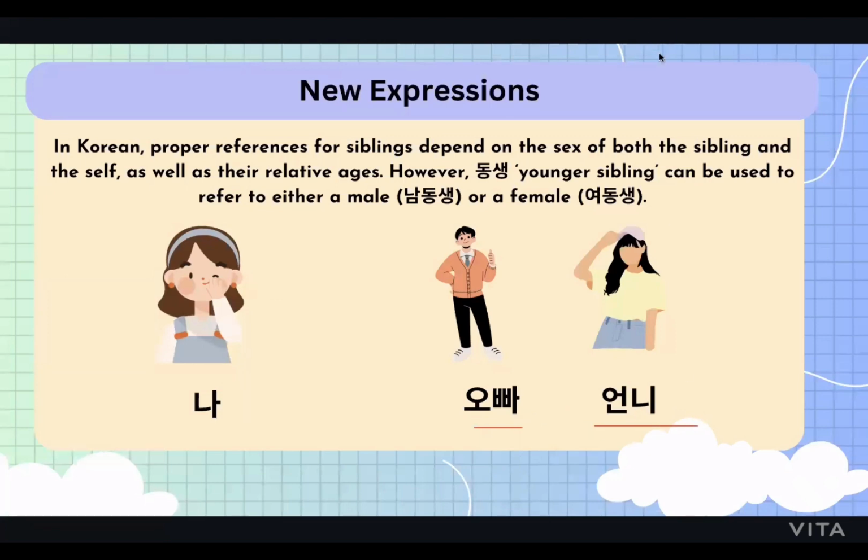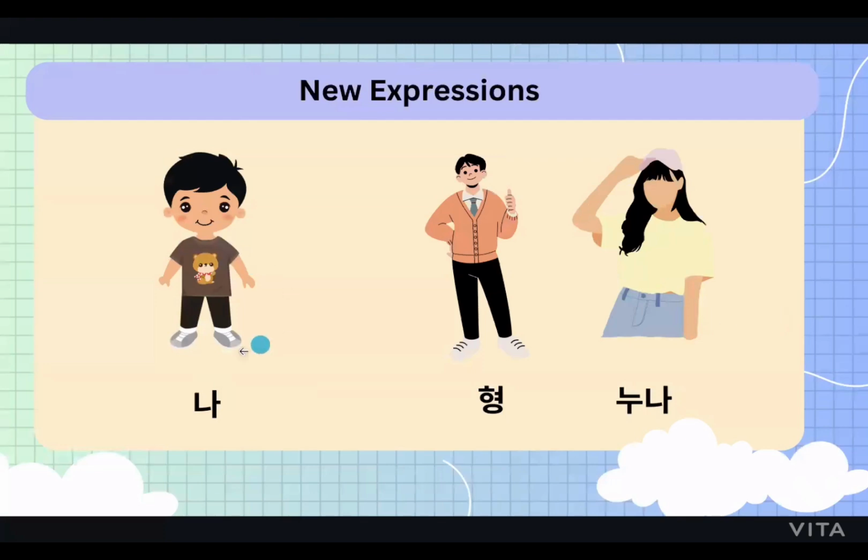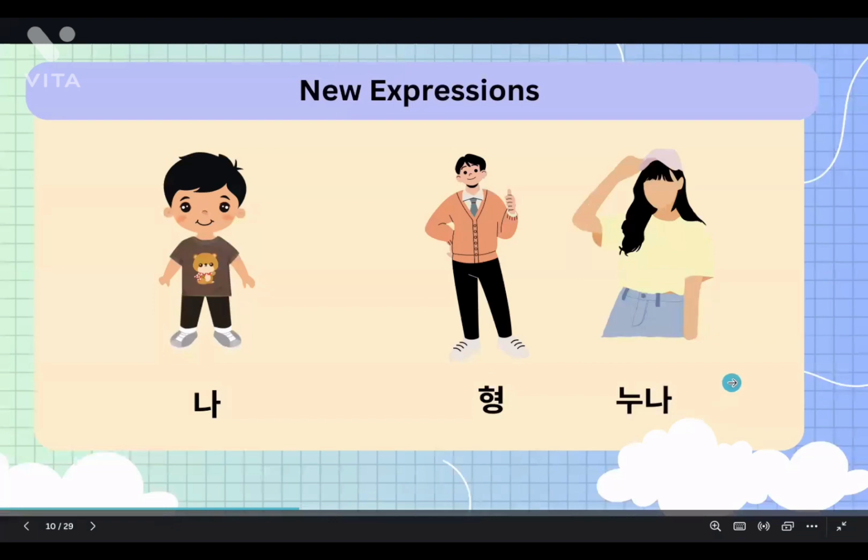Then what about if you are male? It's different. Check together. So if you are male, then if you have an older brother, you should call 형. But if you have an older sister, you should call 누나. So in Korean society, please choose the proper reference: how to call your older sibling, depending on your sex. If you're female, 오빠, 언니. But if you're male, 형, 누나.